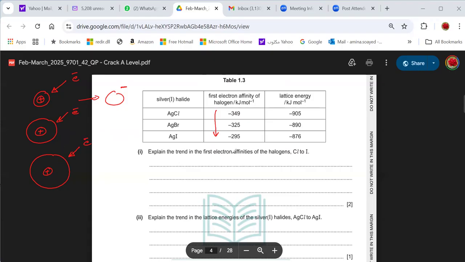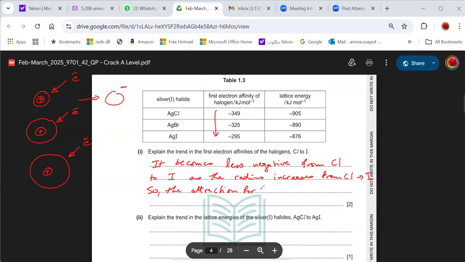And so here they said, explain the trend in the first electron affinities of halogens, chlorine to iodine. So we say it becomes less negative from chlorine to iodine as the radius increases. From chlorine to iodine, the radius increases, so the attraction force between the positive nucleus, or between the nucleus and the incoming electron, decreases.